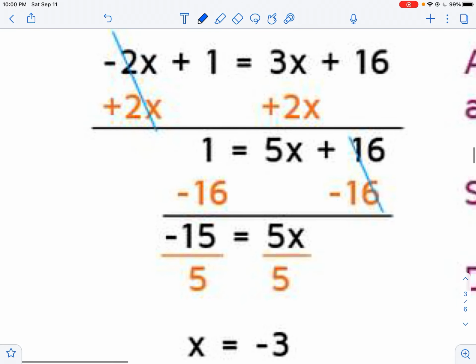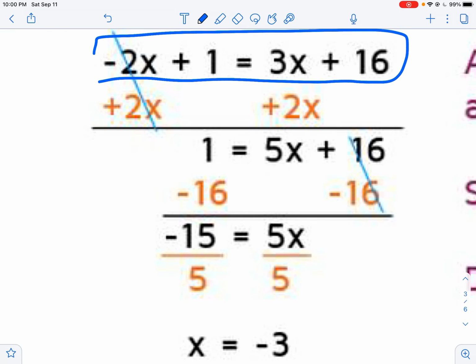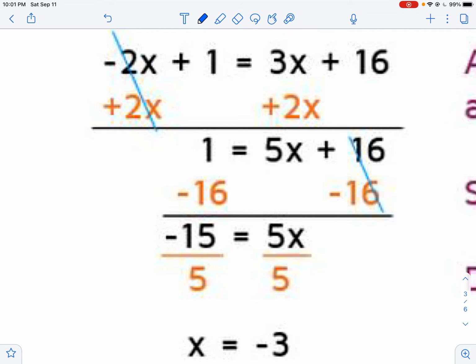So let's say we have this example here. We got negative 2x plus 1 equals 3x plus 16. There are variables on both sides because there's x's on both sides. And the way to deal with that is make it so there's not variables on both sides anymore. It's really quick. You can choose what side you want your variables to be on.